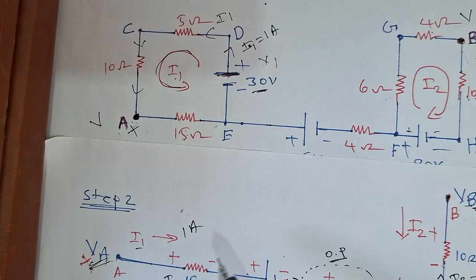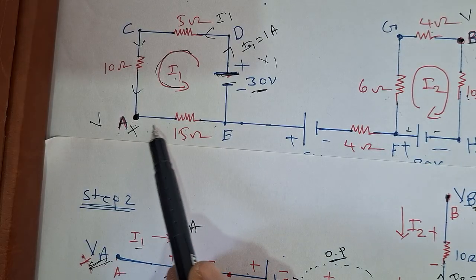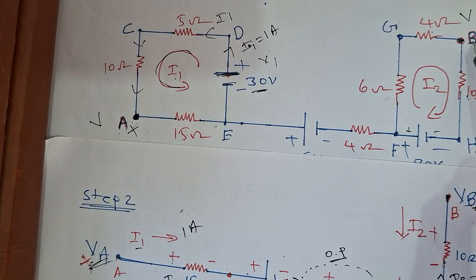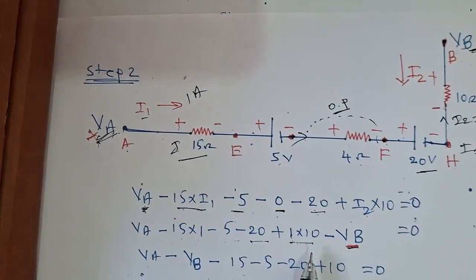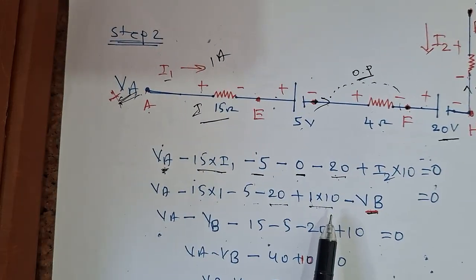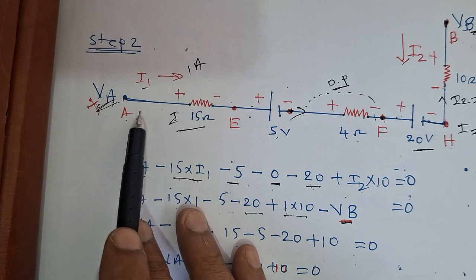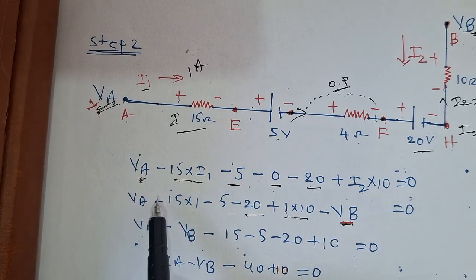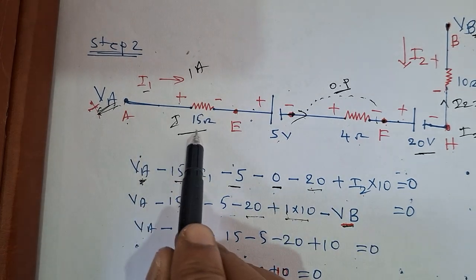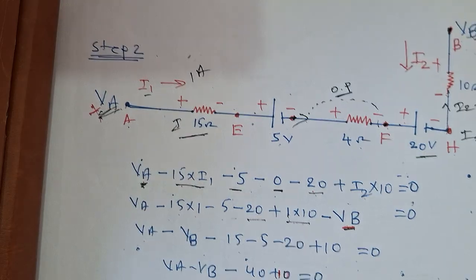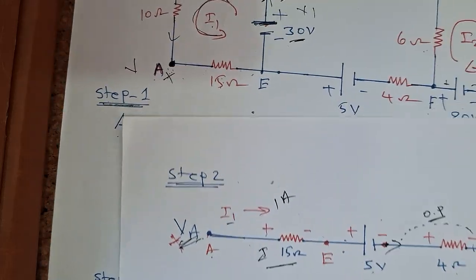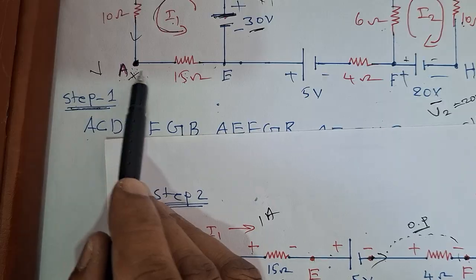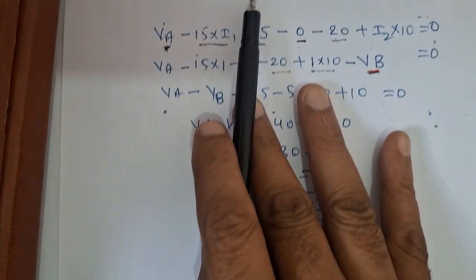Therefore, this is VA and this is VB. Let me redraw the circuit diagram. So this is the VA. 1 ampere is coming from this source V1, and this is 15 ohms. What is the 15 ohms? This one. So I'm moving from A to B.